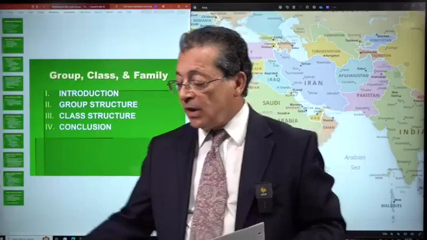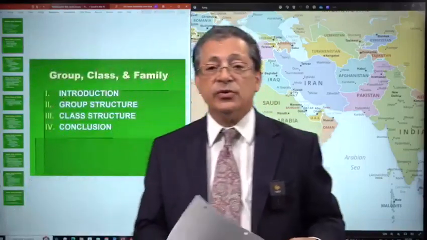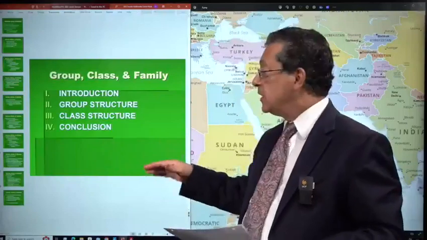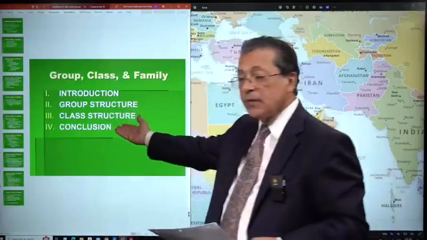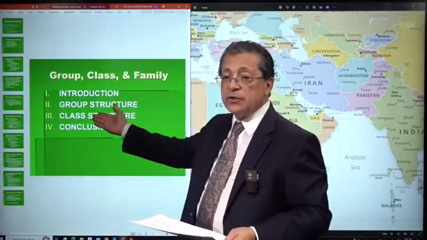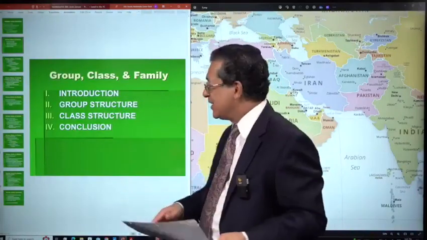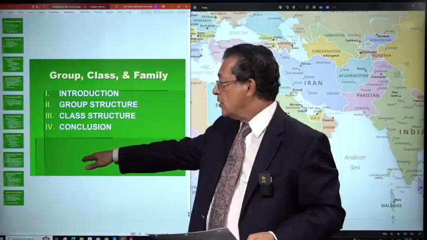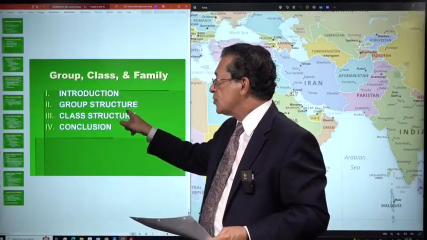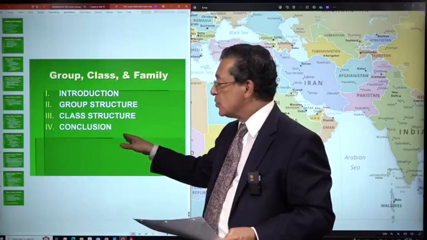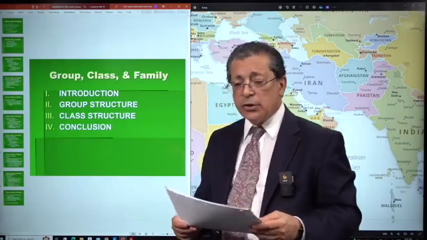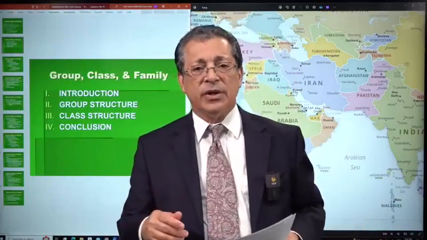Now, in this particular module, I have actually put 4 figures for you, which I'd like to start with because, as you can see right there in our PowerPoint, the PowerPoint is very simple. It starts with an introduction in a way that I have been describing things for you. It's going to end up with the conclusion, and in between, we are going to focus on Roman numeral 2, group structure, and Roman numeral 3, class structure.